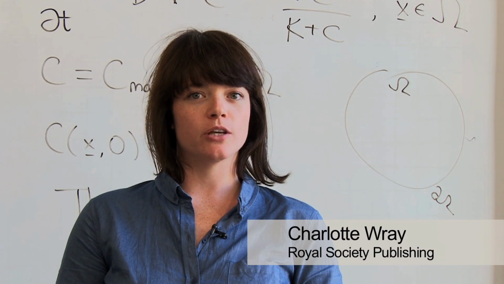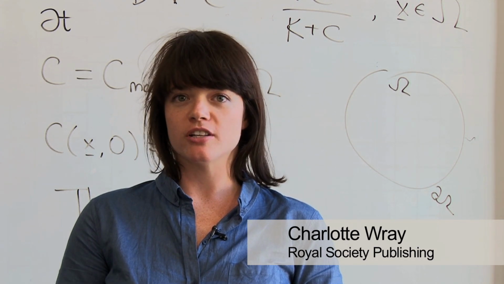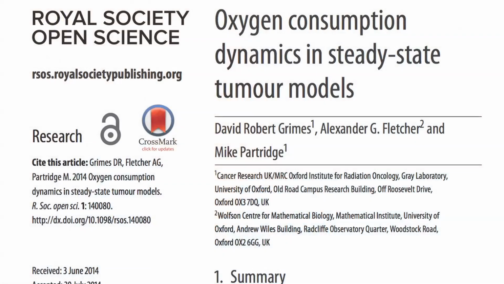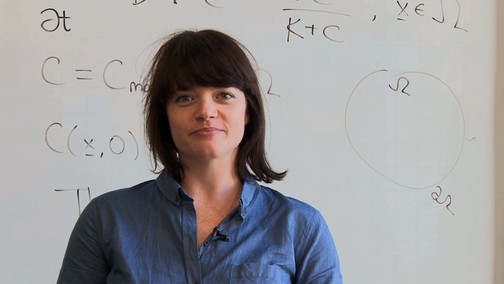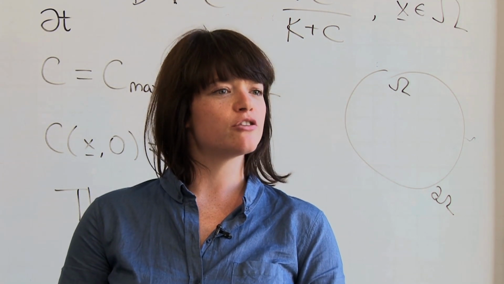I'm here at the Mathematical Institute at the University of Oxford talking with the authors of one of the first papers to be published in Royal Society Open Science. We're going to be talking a bit about their research and more generally their thoughts about open access and open data. So can you tell me a bit about your research and how it came about?